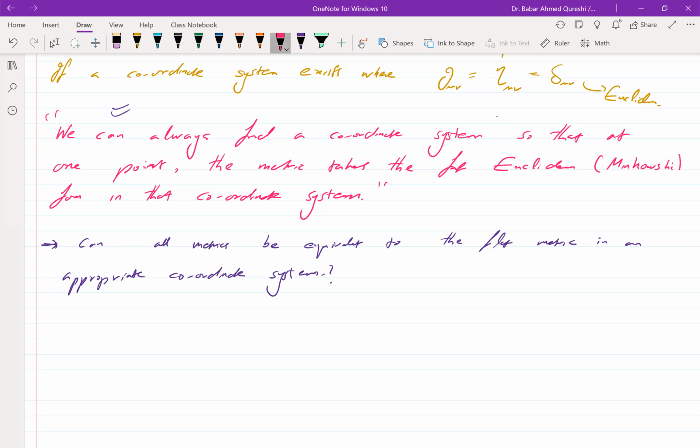And actually, there's more. Not only is this part true, but also, well, let me answer this question over here. This will not be true. And this point, that you can do it only at a point in general, is extremely important. You can do it at a point, but if you do it at one point, then the metric will not be flat at other points in this coordinate system. And in general, you will not be able to find a coordinate system where the metric everywhere takes the Euclidean form.